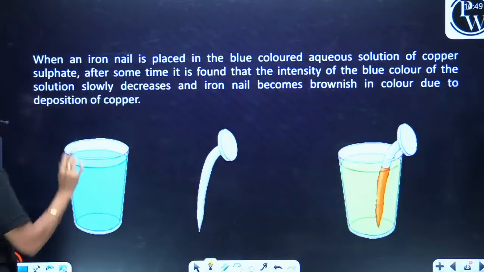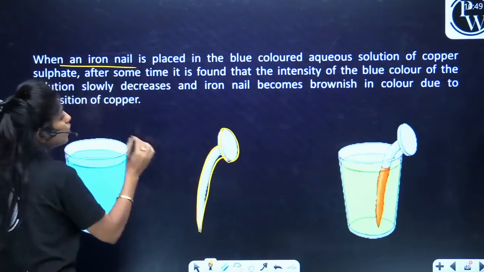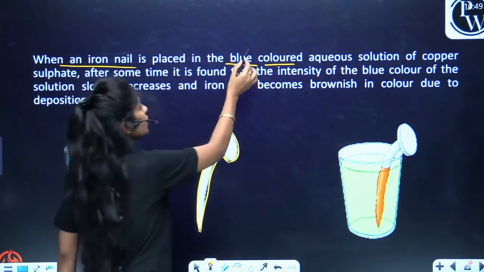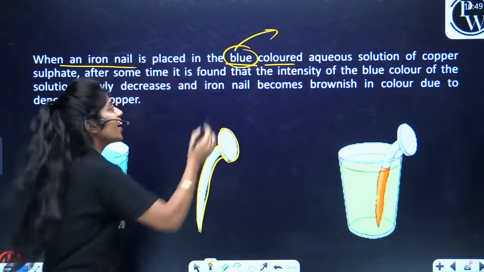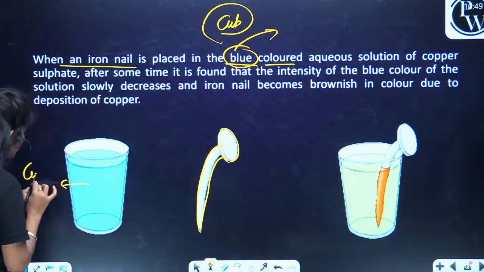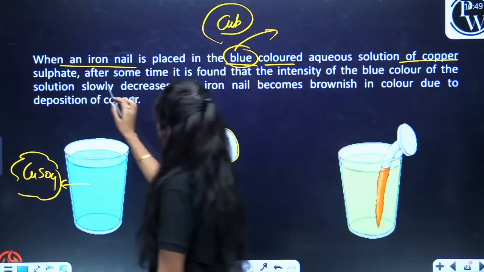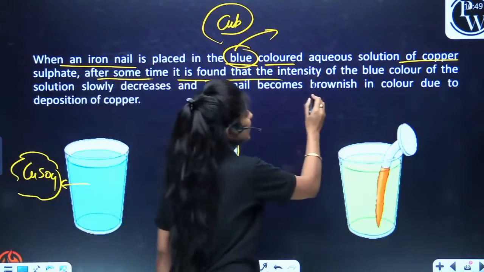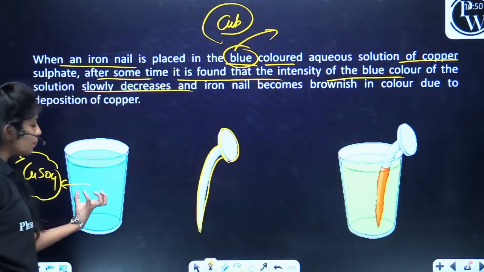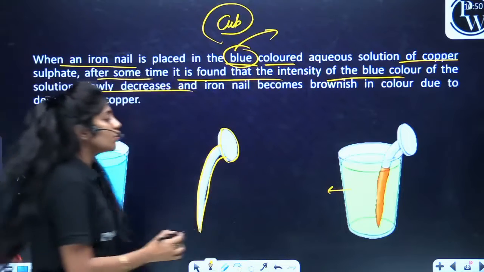In NCERT, you will see there is an iron nail. Check this iron nail, it is very shiny. Now we are going to place it into a blue colored aqueous solution. Can you tell me what this solution is? Blue color? Yes, copper sulfate solution. After some time, it is found that the intensity of the blue color of the solution slowly decreases. The blue color fades away and we get a color change from blue to green, so it is greenish in color.